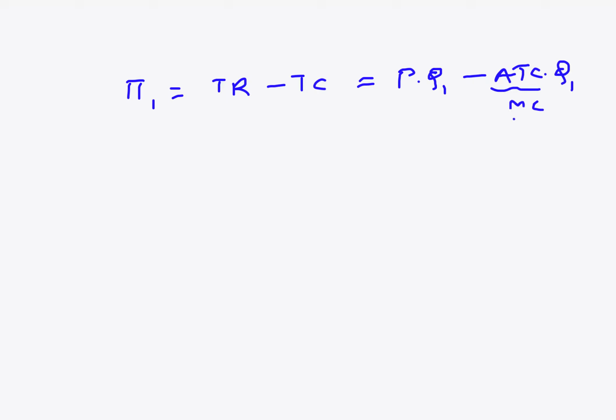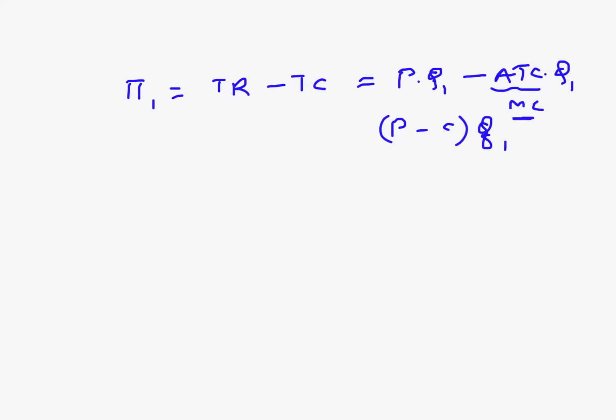So we go back to the profit function of firm 1. The profit function of firm 1 is total revenue minus total cost, right? Which is the same thing as price times quantity produced by firm 1, minus average total cost times quantity produced by firm 1. But average total cost is going to be the same as marginal cost because marginal cost is constant here. So we just need to plug in here: price minus cost, where marginal cost is C, which is the same as average total cost now, times q1.